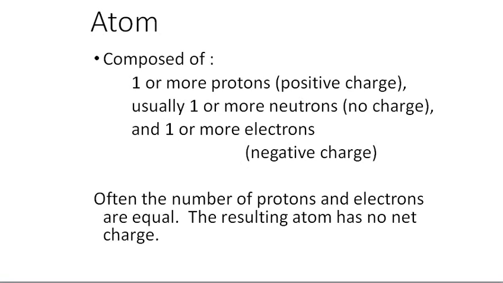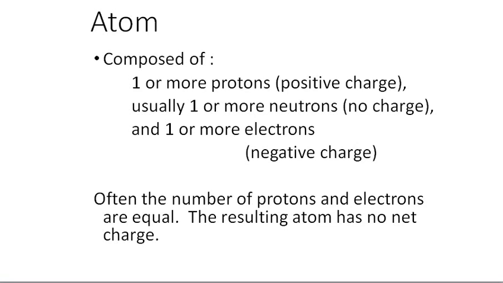All atoms must contain at least one proton. Protons are relatively large, positively charged subatomic particles which are found in the center of the atom, in an area called the nucleus. Also usually present in the nucleus of an atom are one or more neutrons. As you might guess from the name, neutrons are neutral. They have no electrical charge.